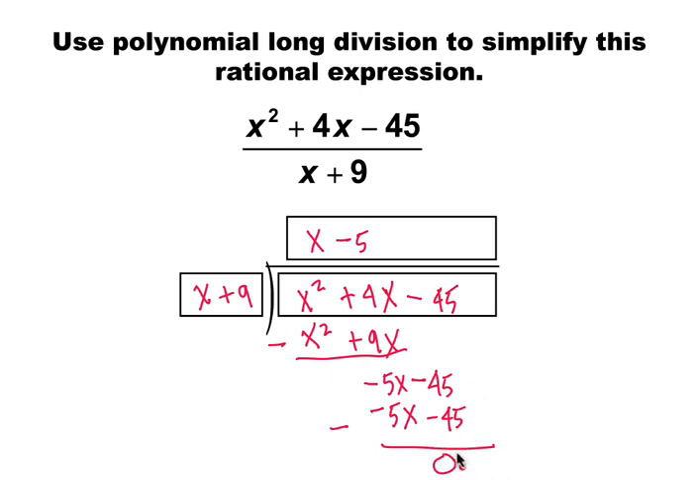Since there is no remainder, the simplified form of this expression, x squared plus 4x minus 45 divided by the expression x plus 9, is equal to this, which is x minus 5.